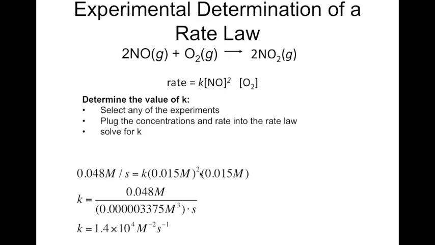Now don't forget your exponents. Since it's second order with respect to NO, we have to square this value, and since it's first order with respect to O2, we can leave this as is. So here you can see I've plugged in my data, I've solved for K, and I get a K value of 1.4 times 10 to the 4th, and the units for this particular K value are molarities to the -2, seconds to the -1. Always watch your units.